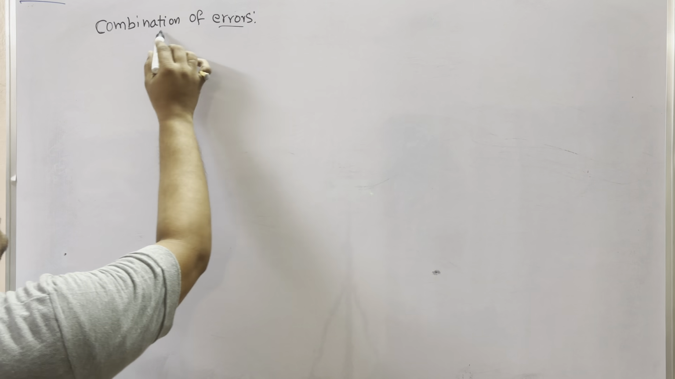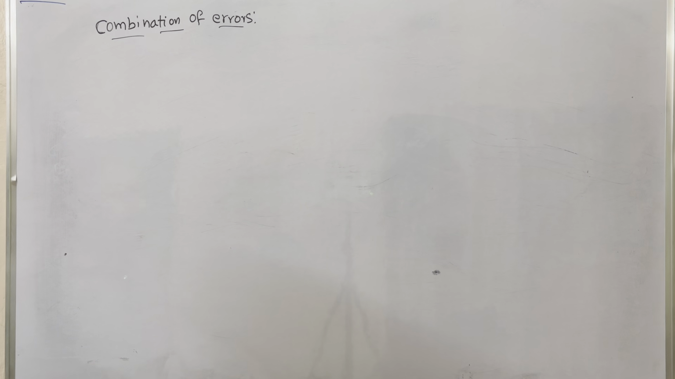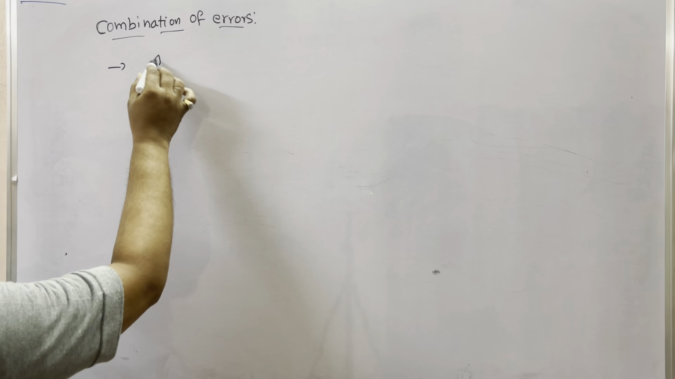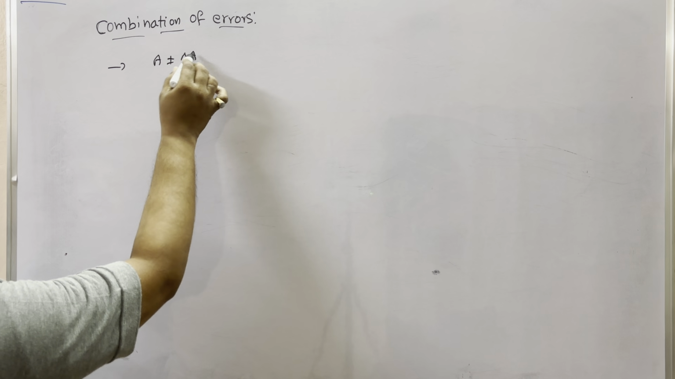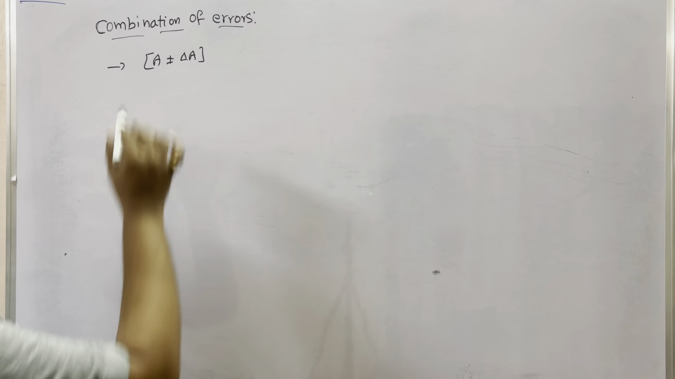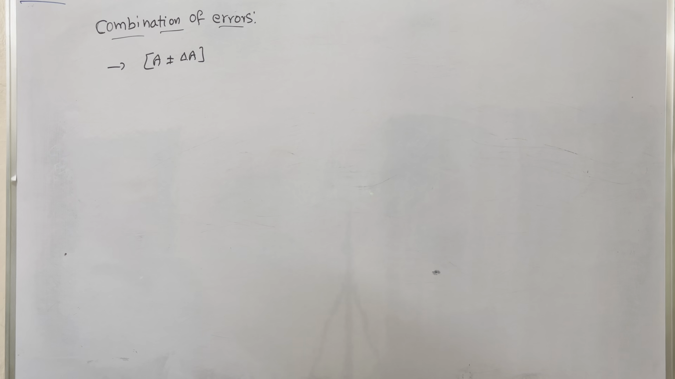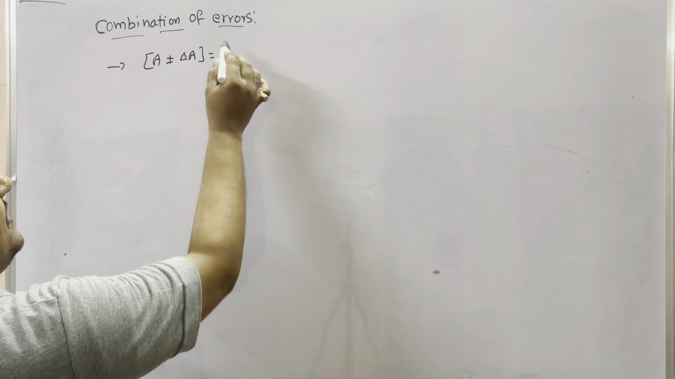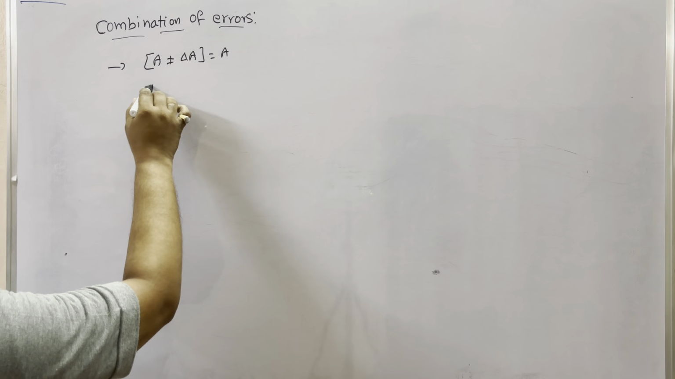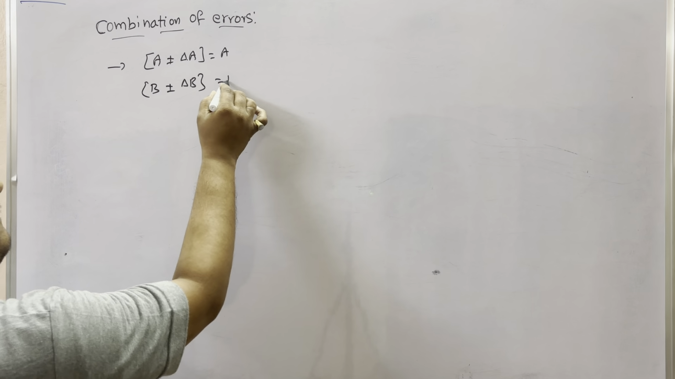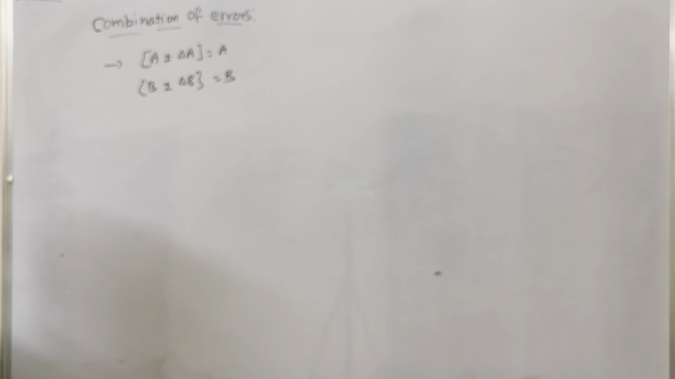So, combination of errors. In the previous class, if you measure a value, it is A plus or minus delta A. So A is the measured value, delta A is the absolute error. Next, let us assume this is the measurement of B, B plus or minus delta B.